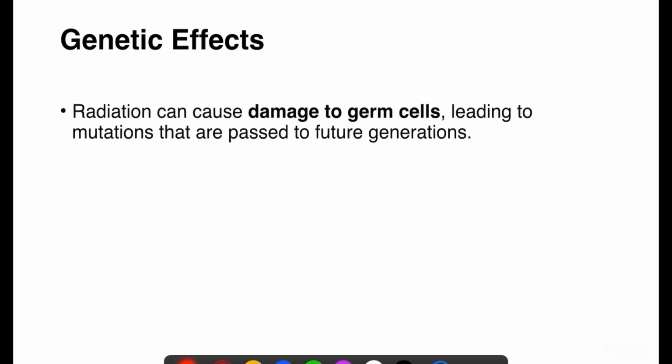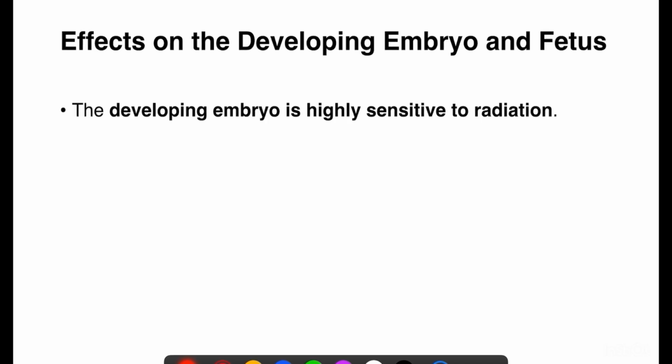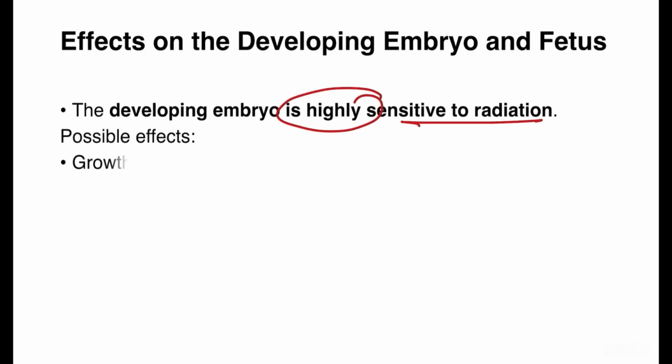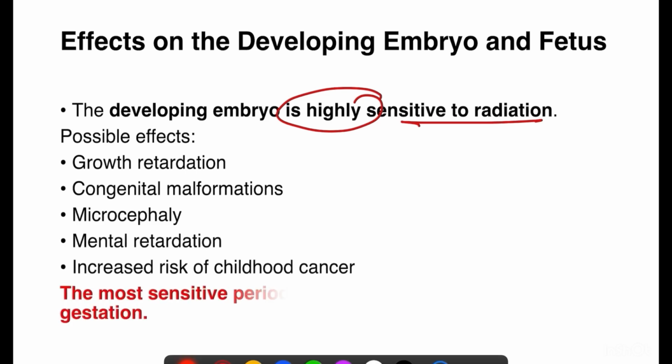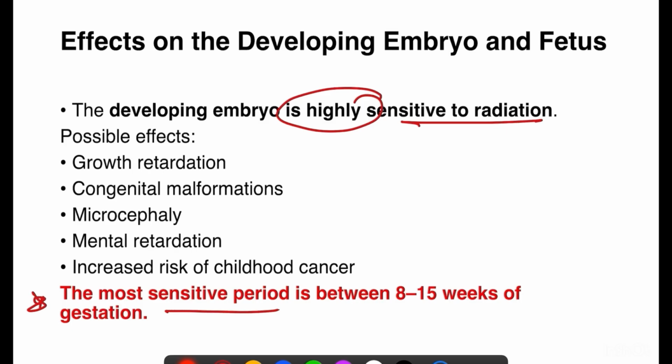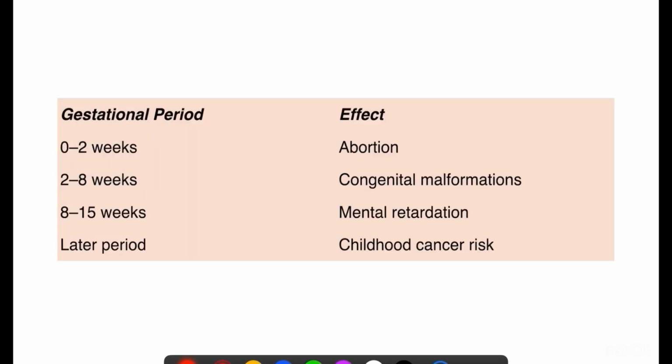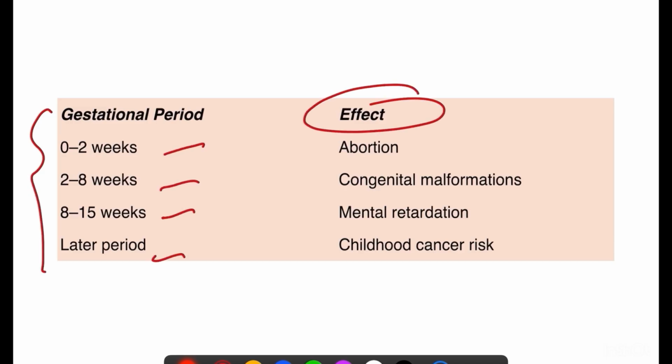Radiation can cause damage to the germ cells, and that can lead to mutation which can be passed on to future generations. The developing embryo is highly sensitive to radiation exposure, and the possible outcomes include growth retardation, congenital malformations, microcephaly, mental retardation, and increased risk of childhood cancer. The most sensitive period is between 8 to 15 weeks of gestation. So this table shows the effect of radiation exposure at various gestational periods.